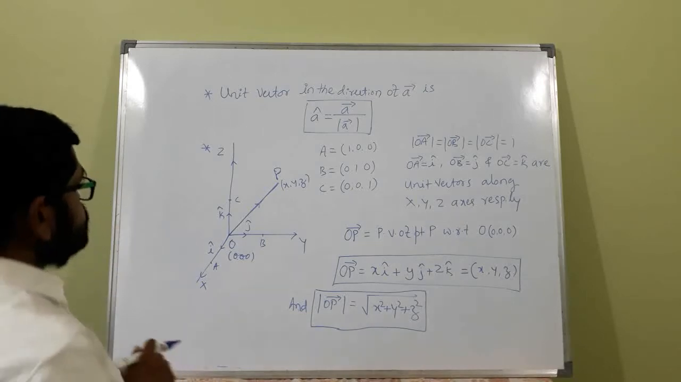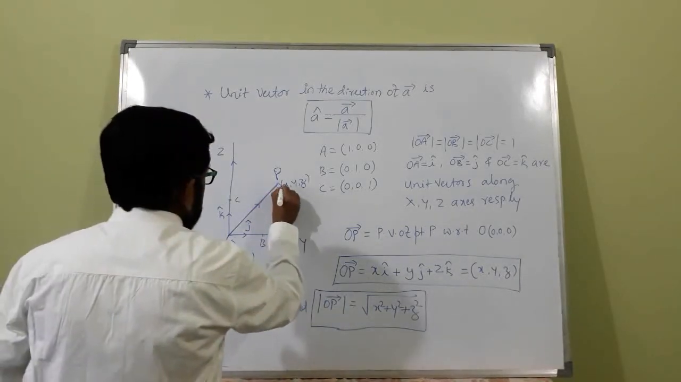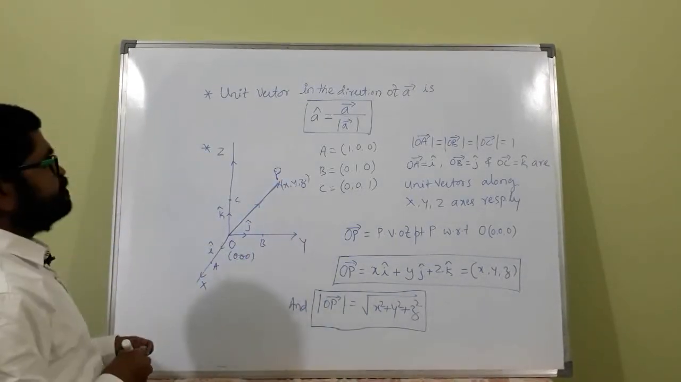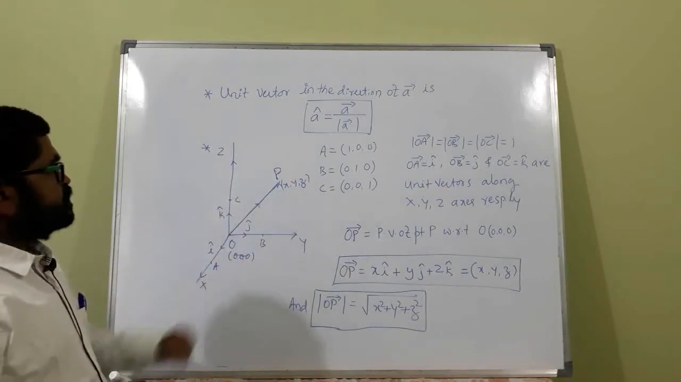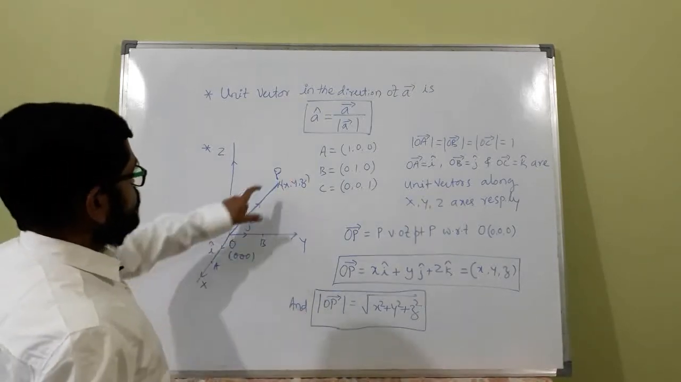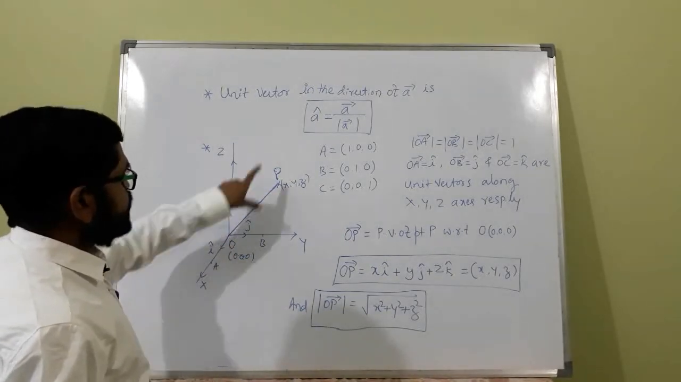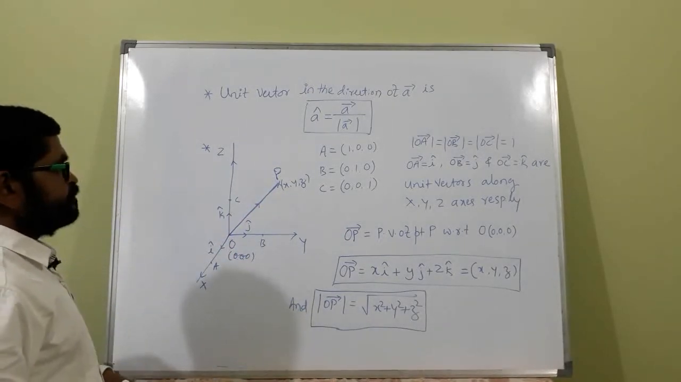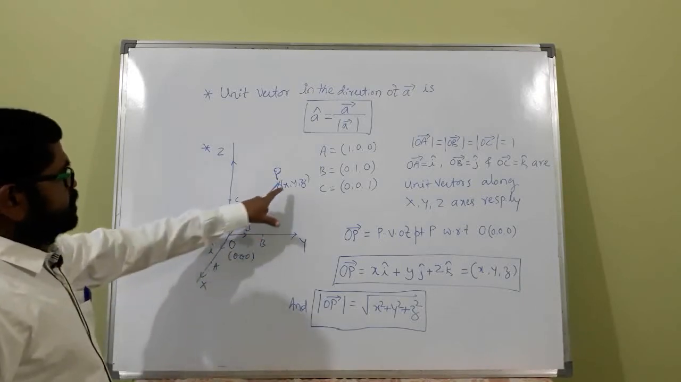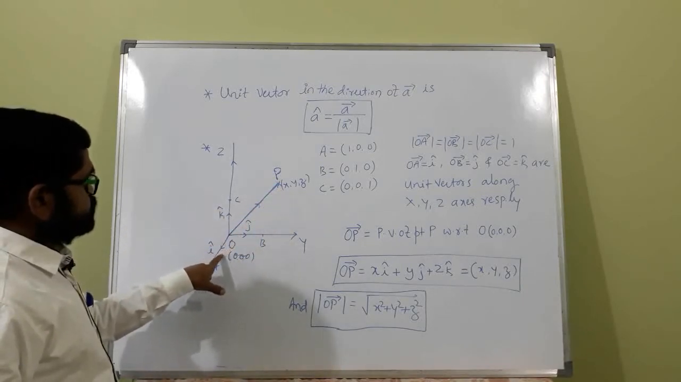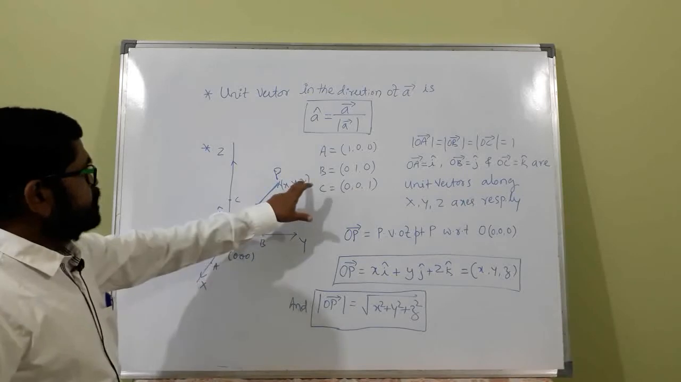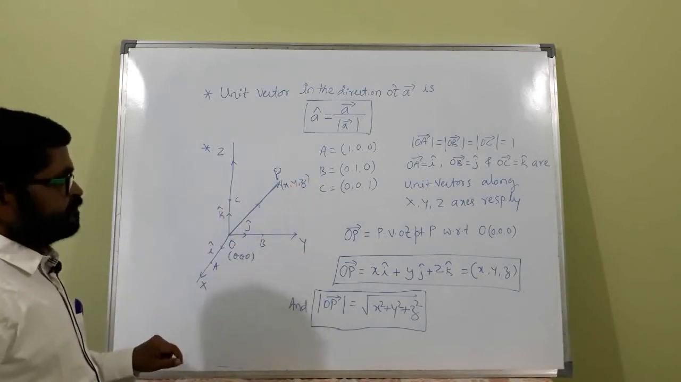Then, suppose here is a point P at x, y, z. Then the position vector of P with respect to this origin O, that is OP, is equal to x times i plus y times j plus z times k.